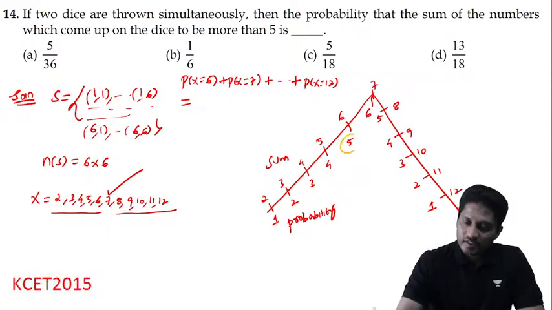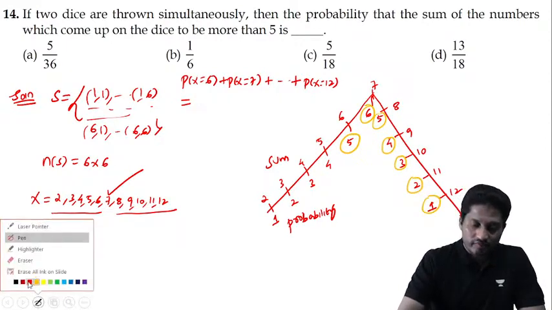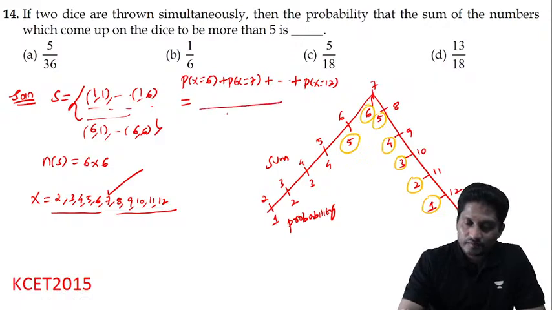Probability of getting sum 6 is 5. Probability of getting sum 7 is 6. Probability of getting sum 8 is 5, then 4, this is 2, this is 1. Right. Now the total number of outcomes, n of total outcome, is 36.